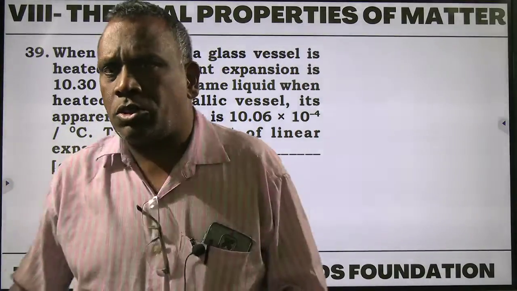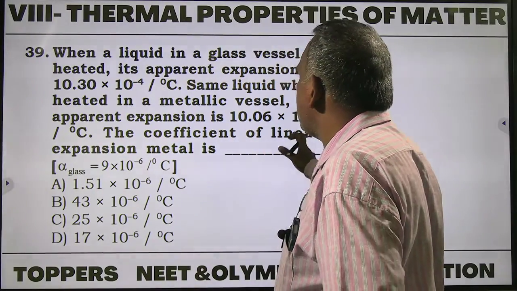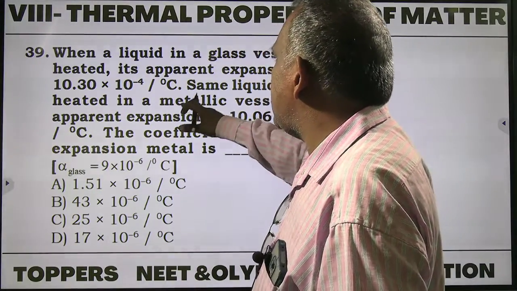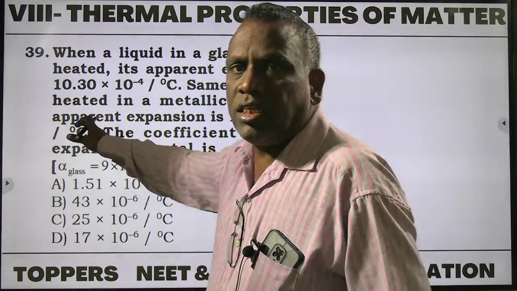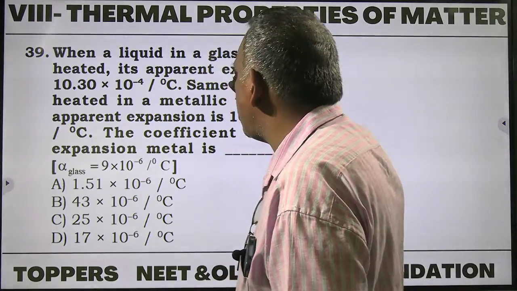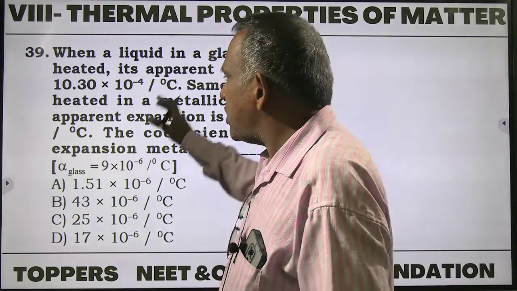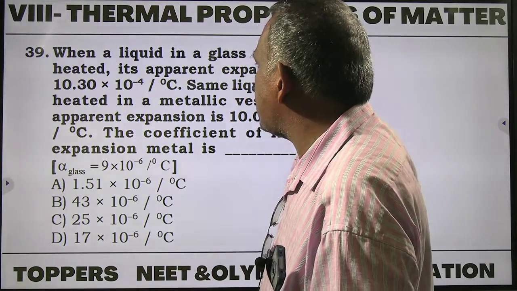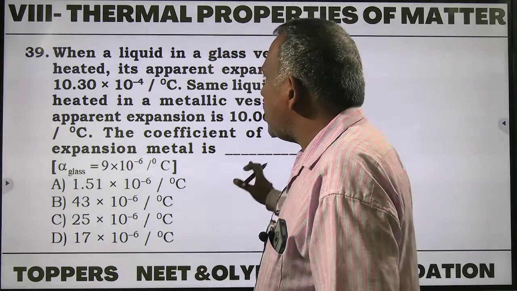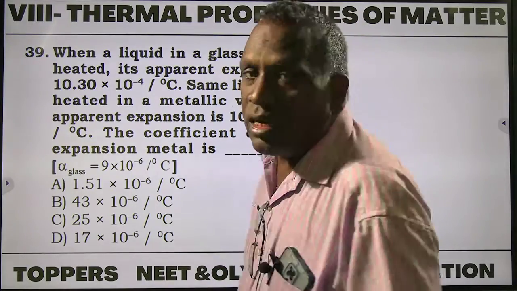Then the 39th question. When a liquid in a glass vessel is heated, the apparent expansion is 10.30 into 10 power minus 4. The same liquid is heated in a metallic vessel. First it is heated in the glass vessel, then it is heated in the metallic vessel.